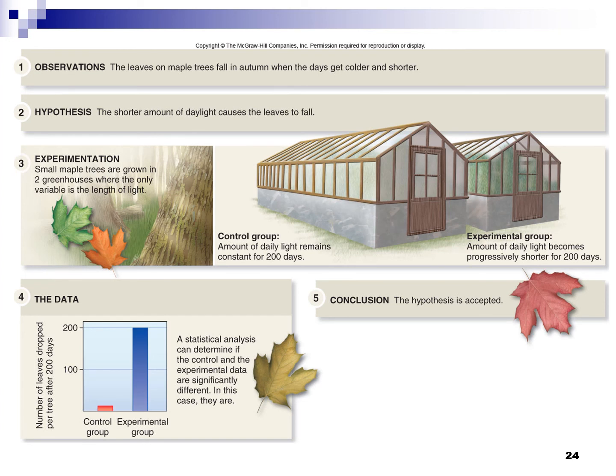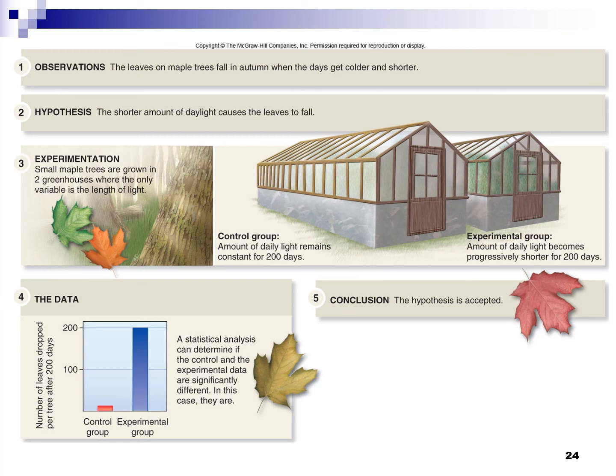All right, so observation. Leaves on maple trees fall in autumn when the days get colder and shorter. Hypothesis, the shorter amount of daylight causes the leaves to fall. So here's our experiment. Small maple trees are grown in 2 greenhouses where the only variable is the length of light exposure, the amount of time. So here we have this greenhouse where the light remains constant for 200 days. So for example, 12 hours a day for 200 days. Here, the amount of daily light becomes progressively shorter for 200 days. So maybe it starts at 14 hours, and then it goes down to 10, and then 11, and then 8, and then 6. This group is called the control group.